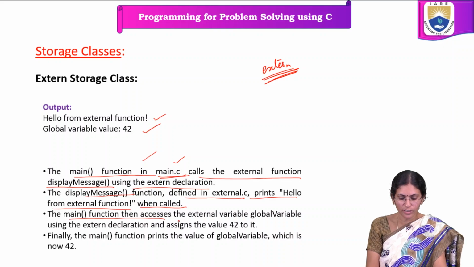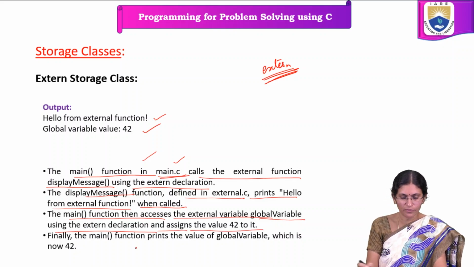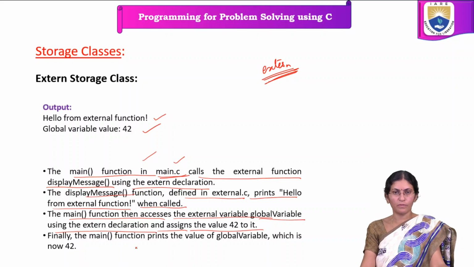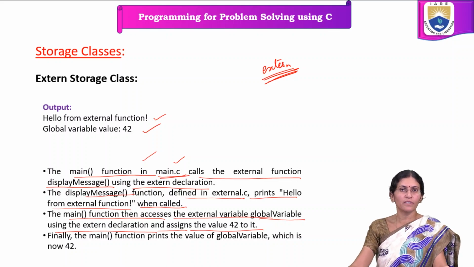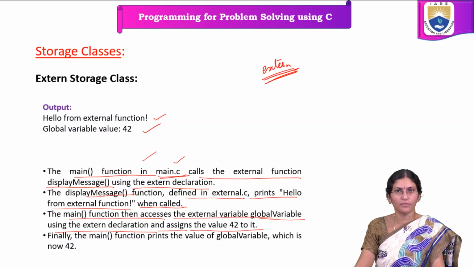Next, the main function accesses the external variable, the global variable, using the external declaration and assigns the value 42 to it. So finally the main function will print the value of the global variable, which is 42. In this way we can make use of the variables and functions which have been defined in another file.